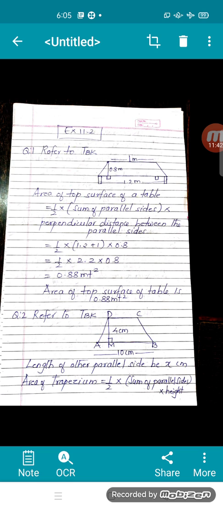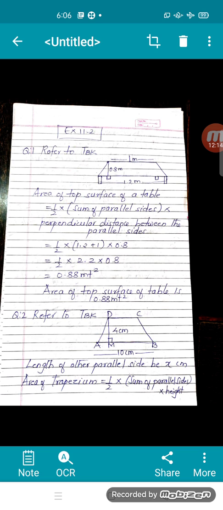Very easy. Let us write the formula: area of top surface of a table is equal to half into sum of parallel sides into perpendicular distance between the parallel sides. Half into (1.2 plus 1) into 0.8. Half into 2.2 into 0.8. That is 0.88 meter square. So area of top surface of table is 0.88 meter square. You have to revise 2 times.